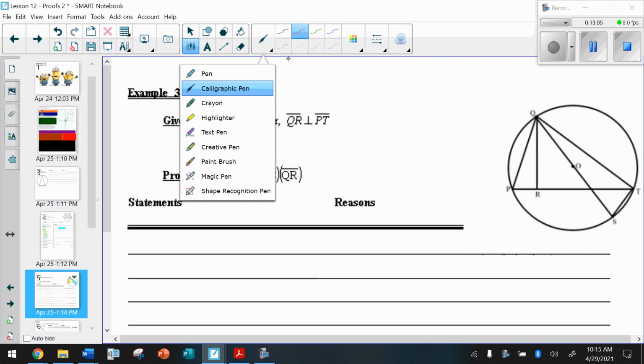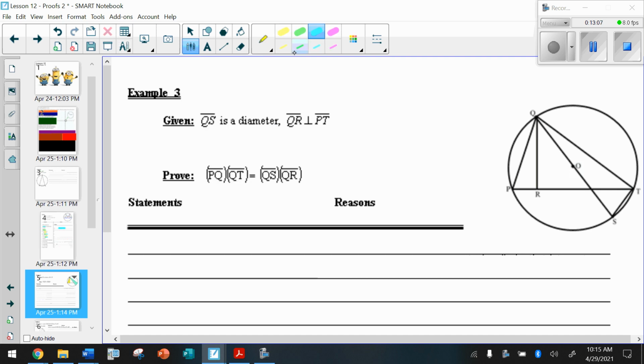So let's do that. All right, QT. I'm sorry, that's PQ. PQ is over here. So that has to be the side length of one of my triangles. And then QT has to be a side from the other triangle. It can't be the same triangle because the parts are being multiplied together. So that means QT is from a different triangle. That's why I used a different color to highlight it.